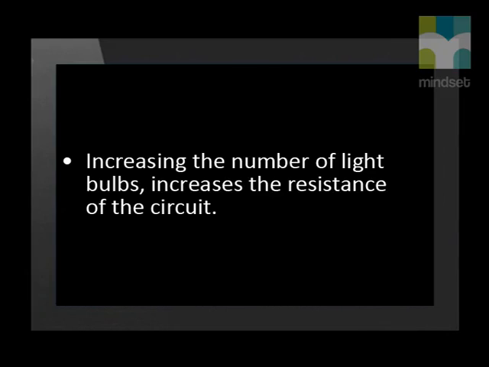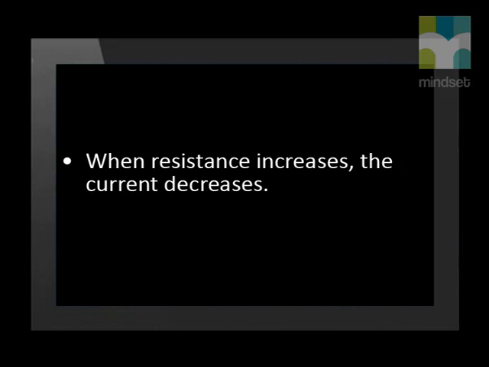Besides our light bulbs glowing more dimly as we increase the number of bulbs in series, what else is important in our circuit that we must take note of? Well, as we increase the number of light bulbs, we are also increasing the resistance of the circuit. And as our resistance increases, so the current in the circuit must decrease.